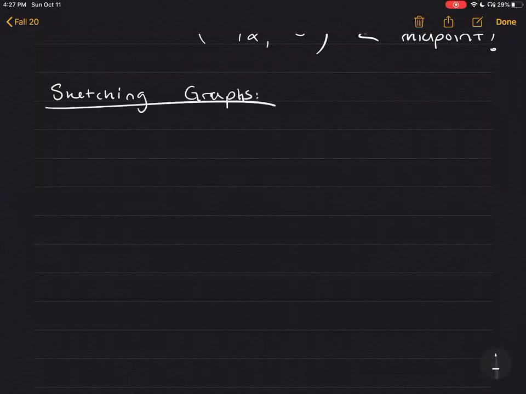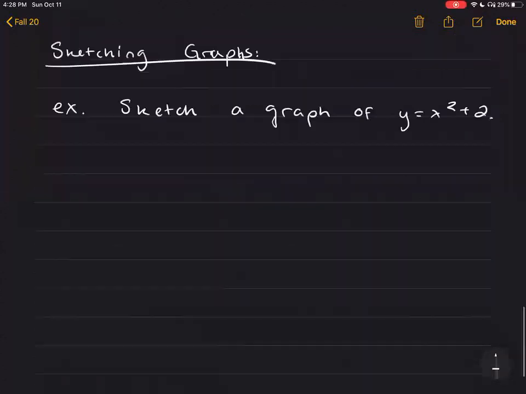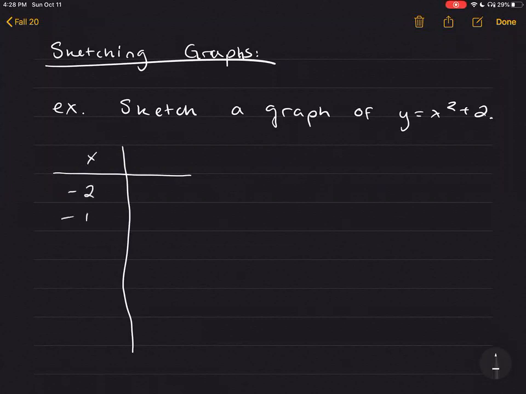All right, so let's say, for example, we have a formula. So let's say we want to sketch a graph of, let's say, y equals x squared plus 2. So what we're going to do is we're going to pick some points and we're going to plot them. And then we're just going to connect them together with some lines. So to do that, I'm going to pick some x values. So let's just do these 5: -2, -1, 0, 1, and 2.